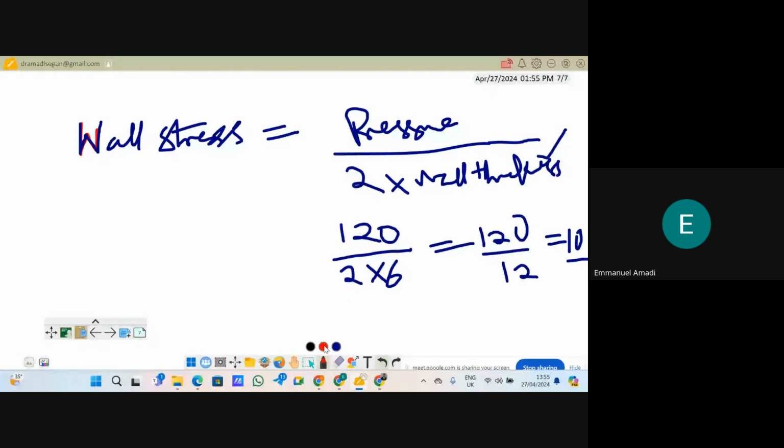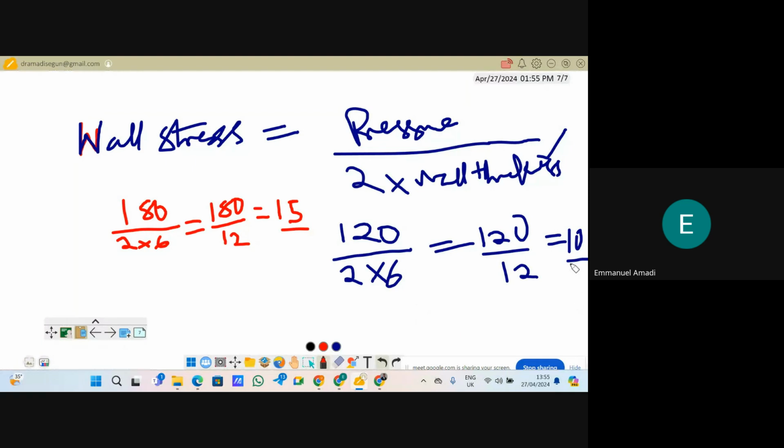Now, the one in red is another scenario where the patient has developed hypertension. His systolic blood pressure rose to about 180. If the wall thickness still remains at 6, this will now be 2 times 6, which will definitely be 180 over 12. If you divide 180 by 12, you're going to get 15. You can see that the wall stress has gone up to 15, which is very, very bad.